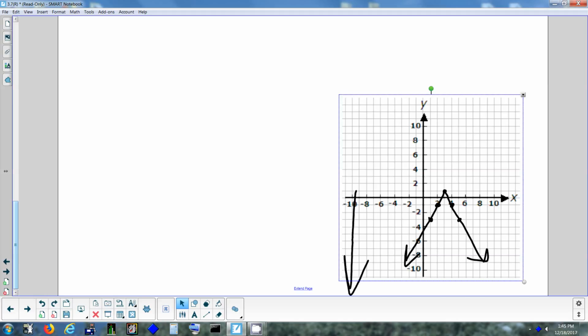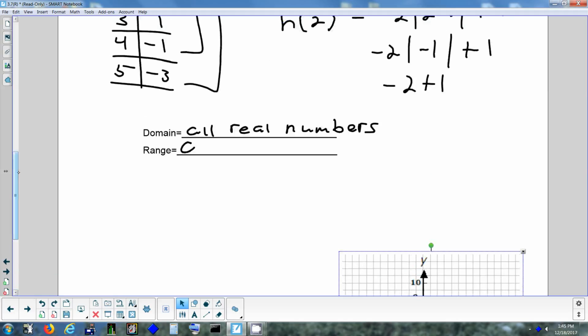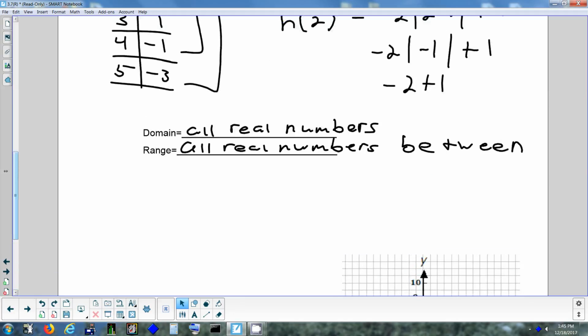Okay, so if you want to write it out the long way, range, all real numbers. You can use inequality signs if you want, but I'm not sure if that confuses people. It kind of does, just a little bit. So all real numbers between -1 and infinity.